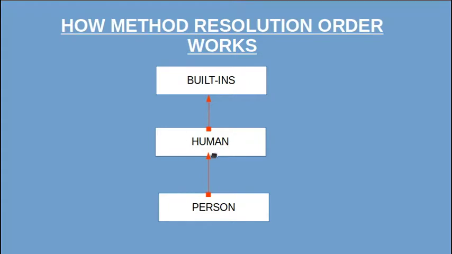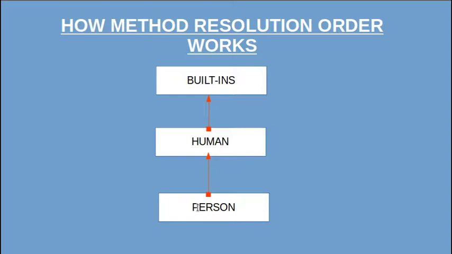If it didn't find it there, it would move into the built-in object and maybe find it there. If it doesn't, you probably get an error. So the basic thing you need to understand about inheritance is that you look within the class object itself. If it doesn't have it, it goes to the superclass.